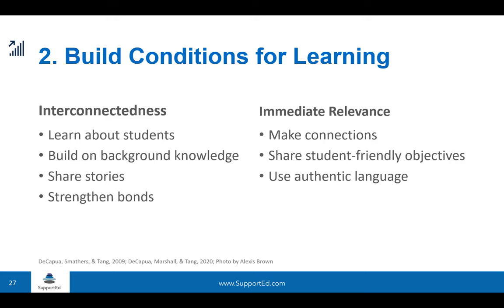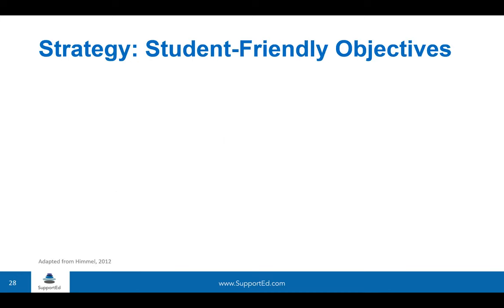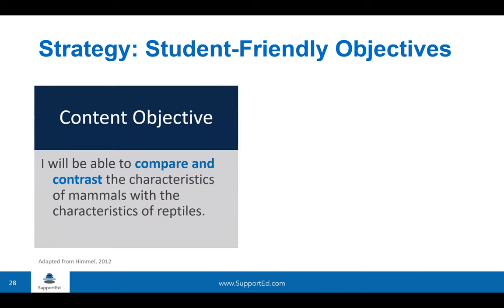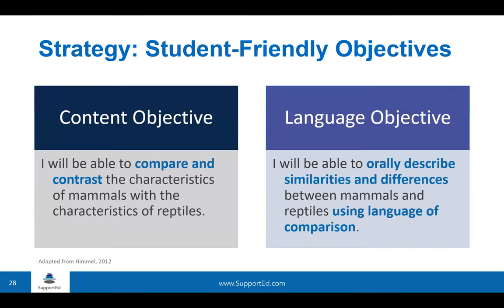And unpacking the immediate relevance a little bit more. So students who are relatively new to formal education need to feel that what they're learning is relevant to them personally. So some ways to do this are helping them make connections to their lives. I'll show an example next of student-friendly objectives that make sense to them, that feel relevant to them. And using authentic real-life examples and language will also help them build this immediate relevance. So one strategy is having student-friendly objectives. So for a content objective, here's an example of a student-friendly version, and a language objective that supports the content objective.